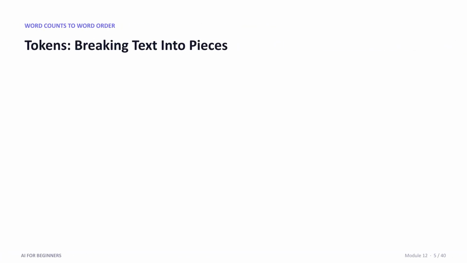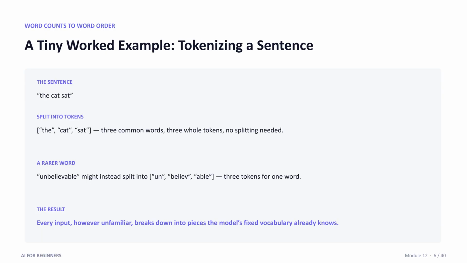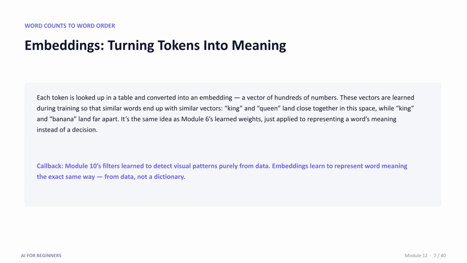Modern models don't process language word by word, but rather through tokens. These tokens are subword units that allow the model to build a vocabulary for any input, including rare or complex words. For instance, simple sentences like "the cat sat" are split into 3 tokens. A complex word like "unbelievable" might be broken into smaller pieces like believe, and able, ensuring the model can handle any text. Once tokenized, each piece is converted into an embedding, a vector of numbers that represents its meaning.